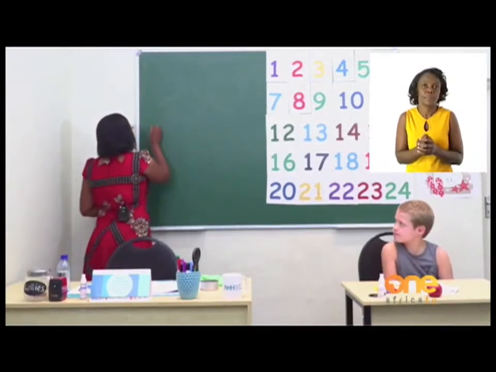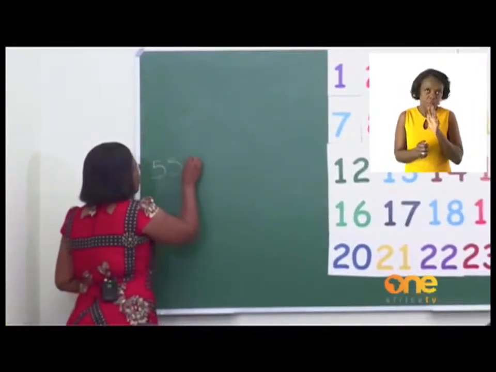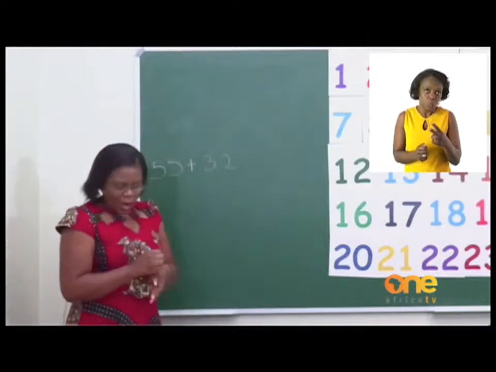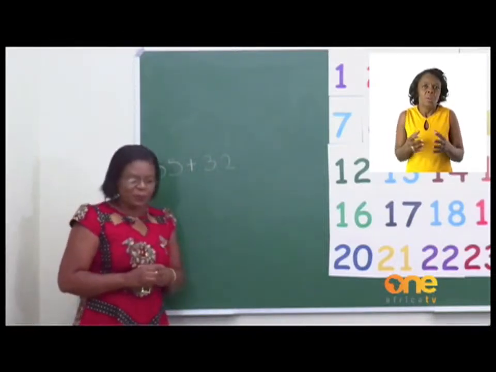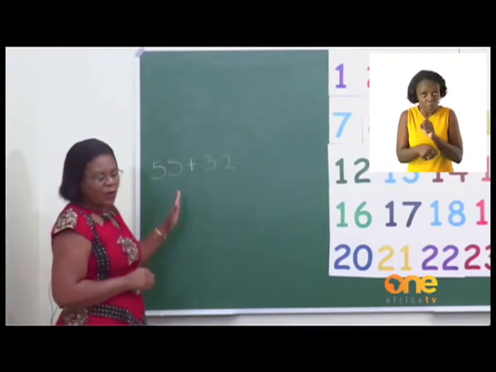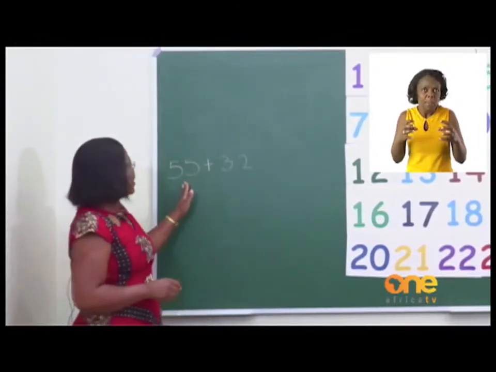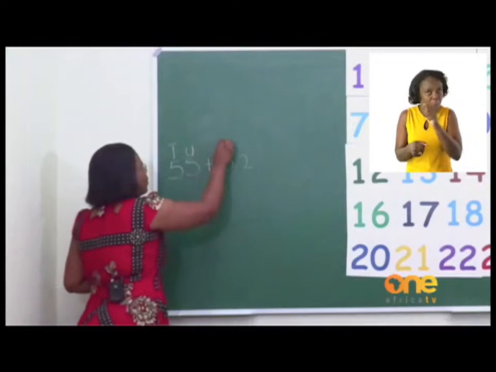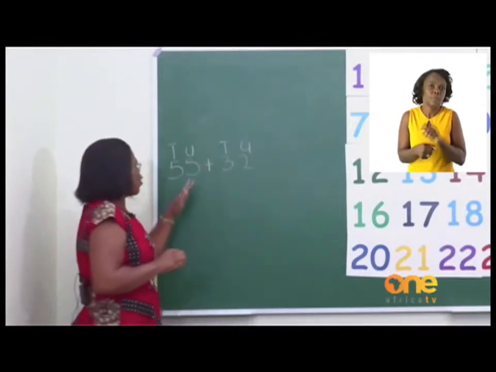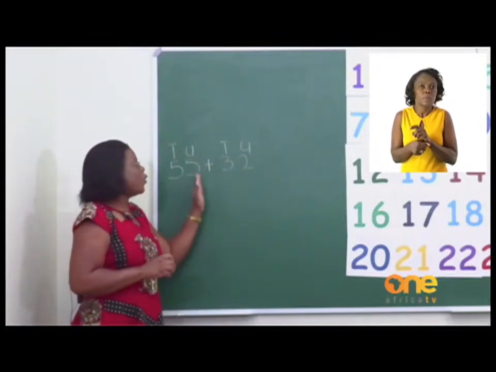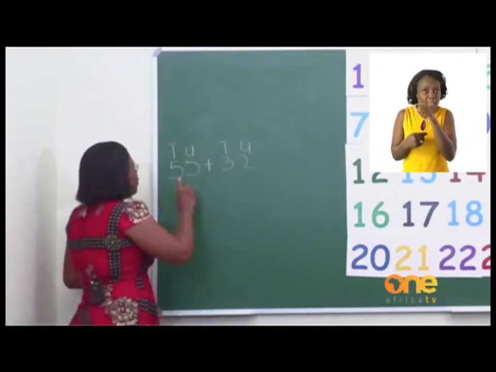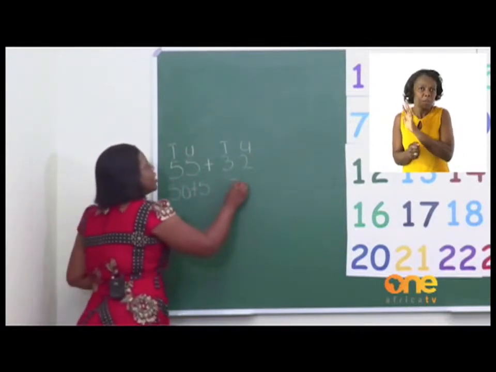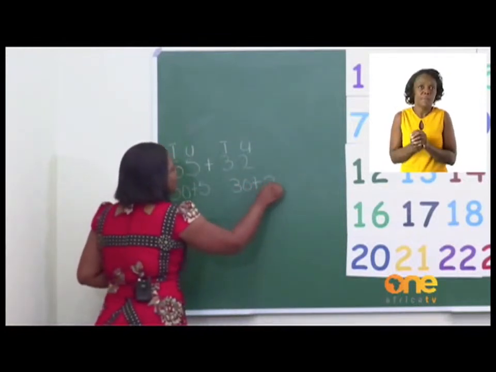It's not that difficult. We have 55 plus 32. So how do we plus that big number? The first thing we are going to do is break it down first. In 55, remember, we have the place values. Don't forget the place values. So we are going to first add the tens and then we add the units. So we break it down first. 55 will be 50 plus a 5. And here we are going to have 30 plus a 2.